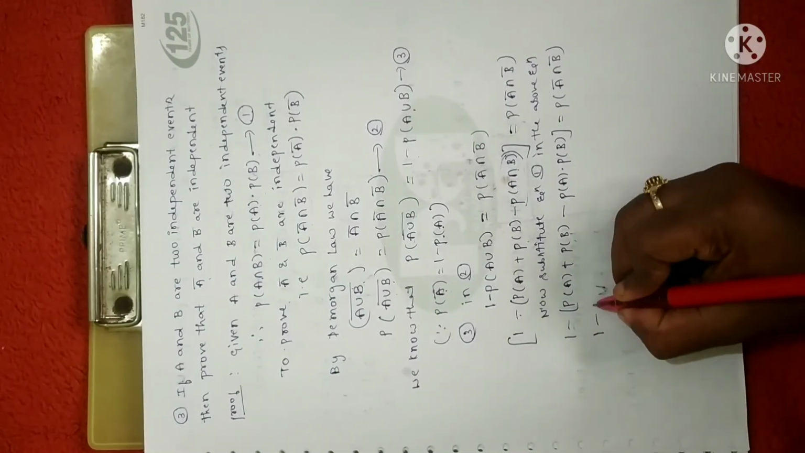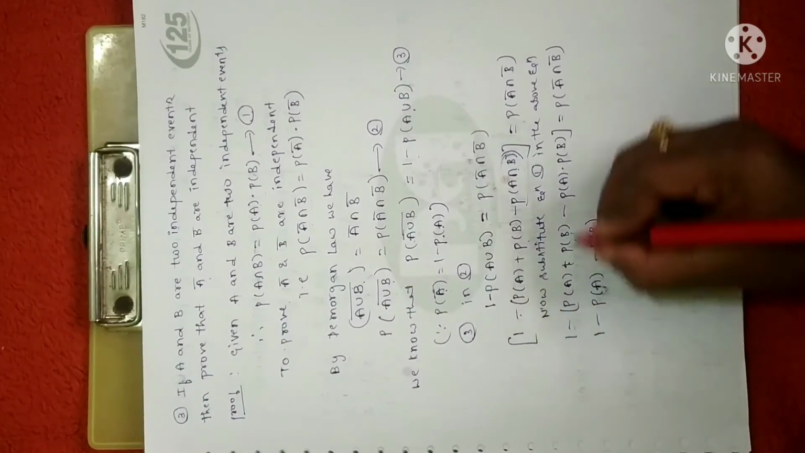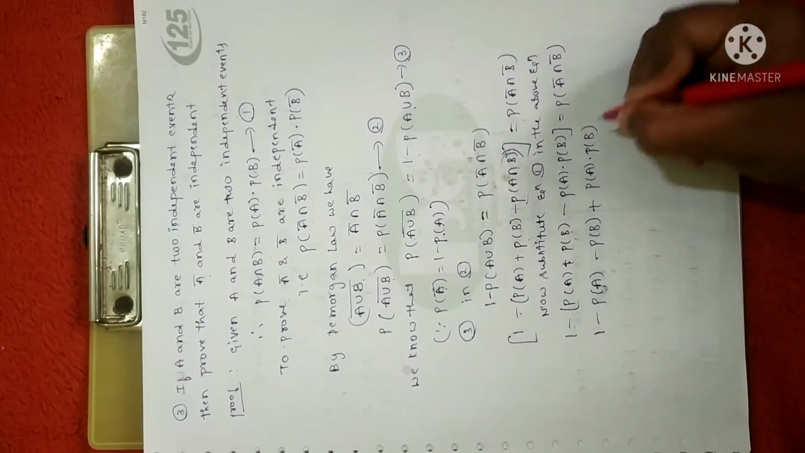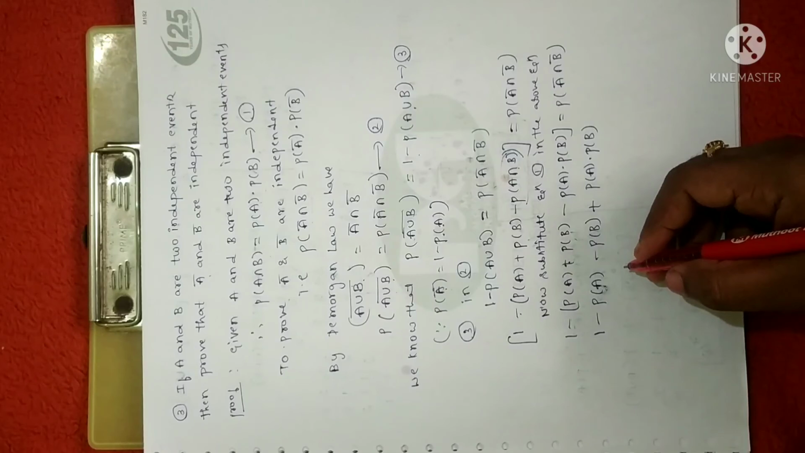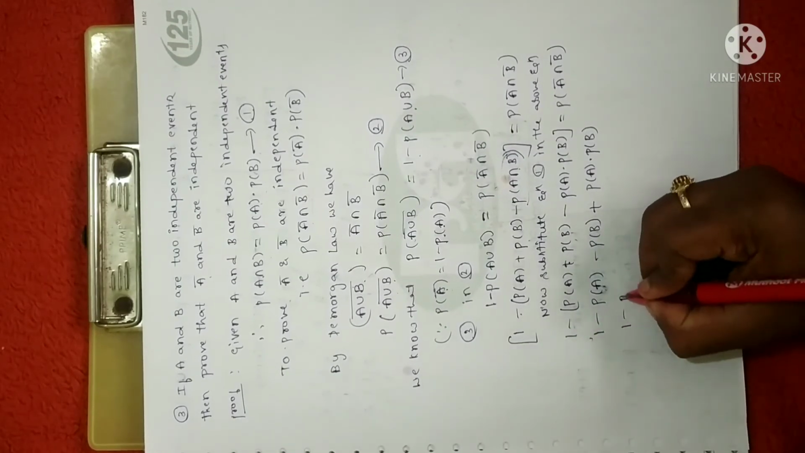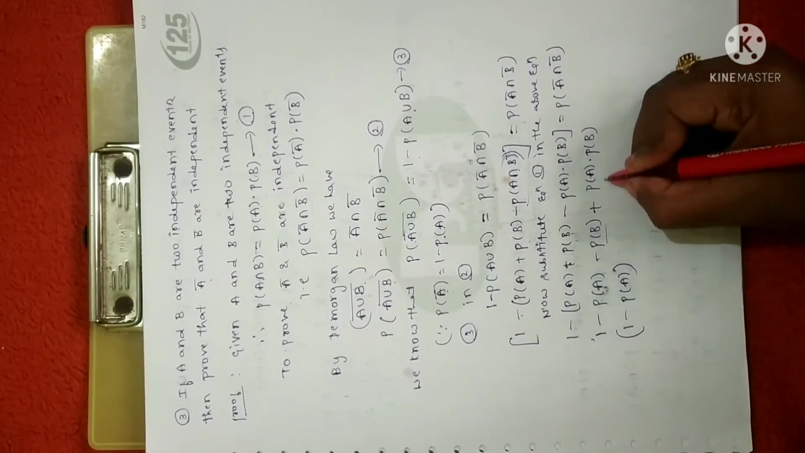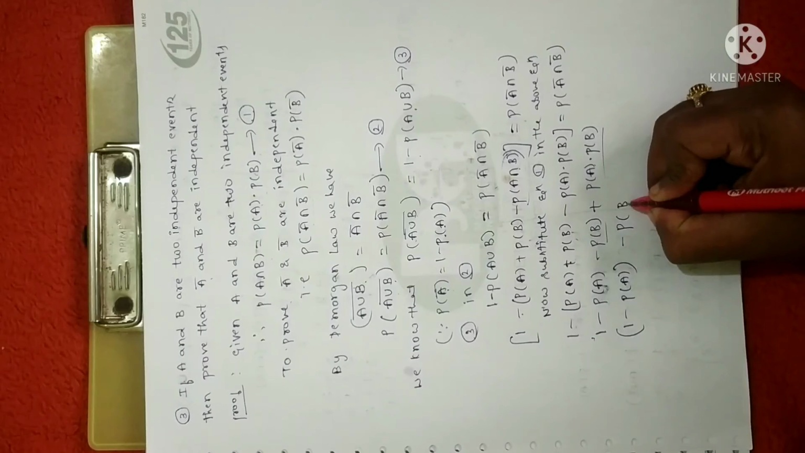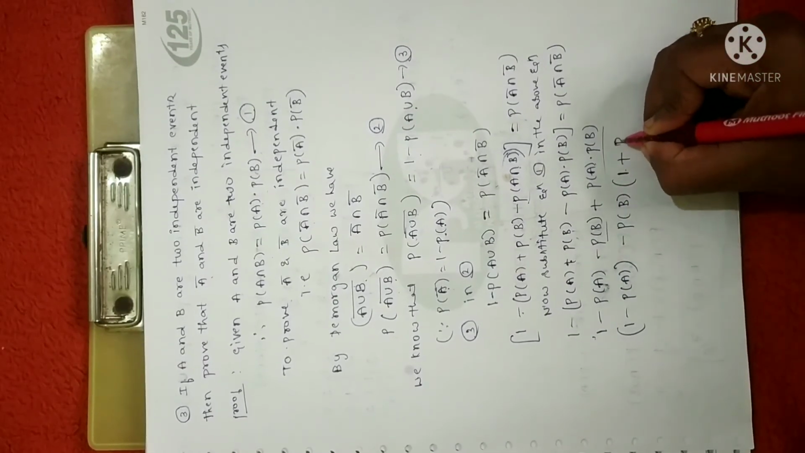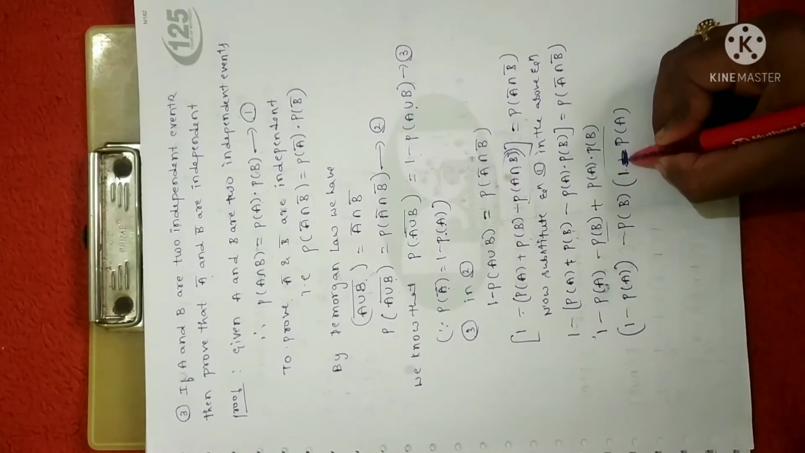Now I am going to multiply minus inside. So probability of A minus probability of B, minus of minus is plus probability of A into probability of B. Now I am going to group these terms in order to take a common factor. I will group these two terms as one group, that is 1 minus P of A. Now I am going to take common in these two terms. Minus P of B is common. When you take minus as a common, you will get plus 1 plus probability of A. Since you are taking minus common, this plus will become minus.